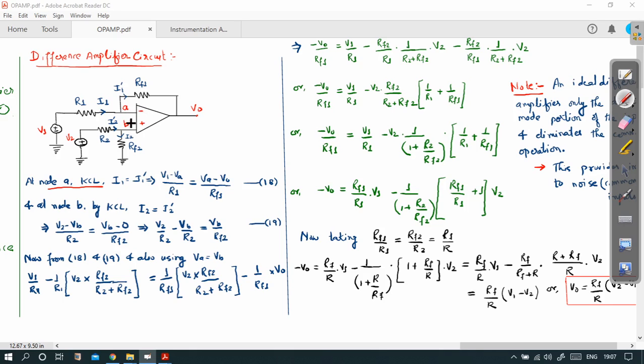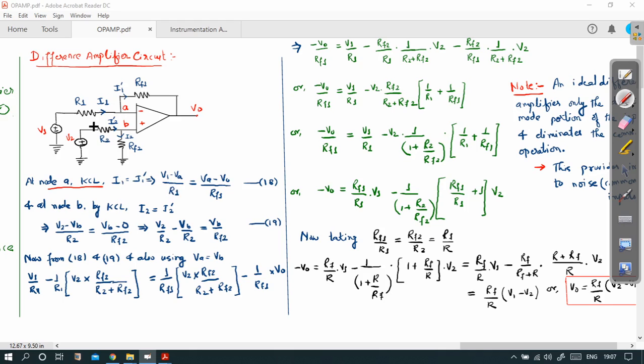Okay, so the input current in this branch as well as in this branch into the op-amp should be 0. That's why I have not mentioned it here. So we can very safely write that the incoming current at node A, that is I1, is equal to the outgoing current at node A, that is I1 dash.